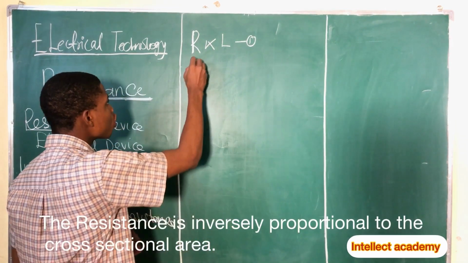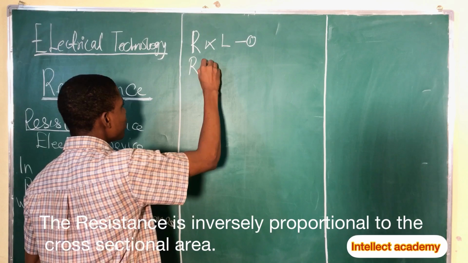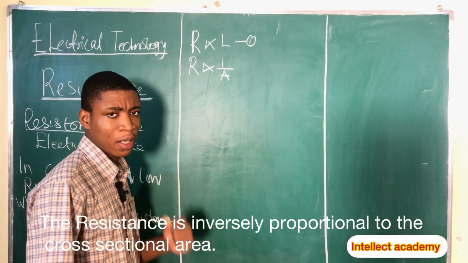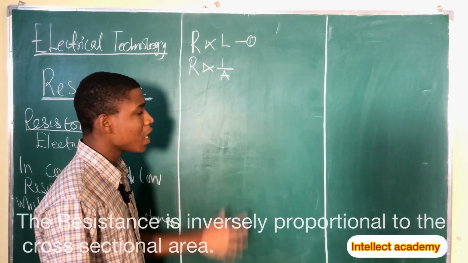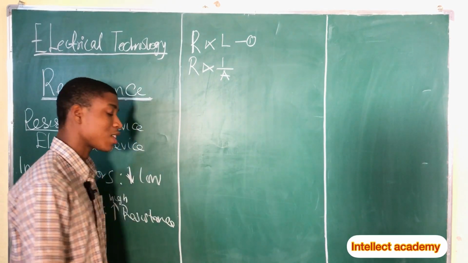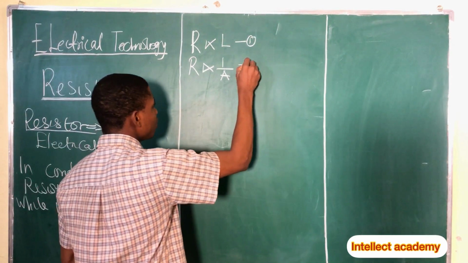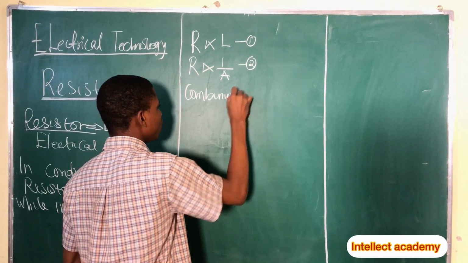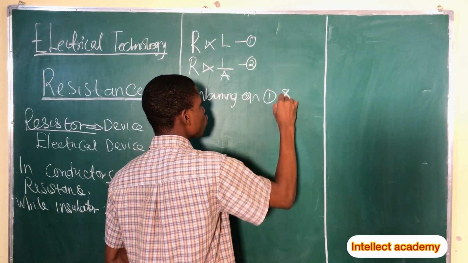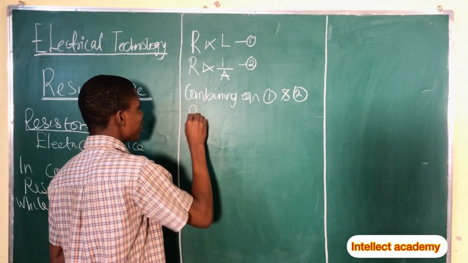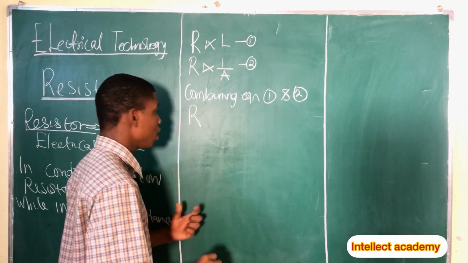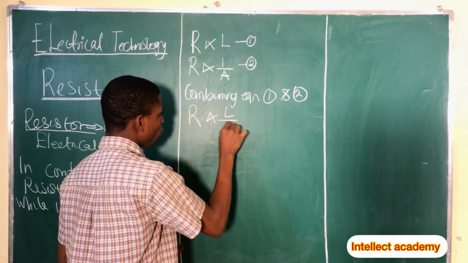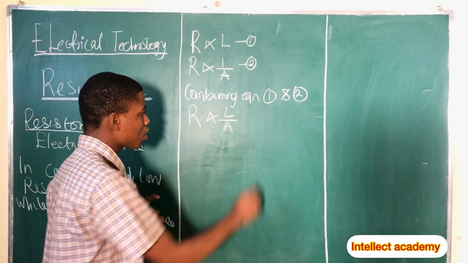Now, you should also know that the resistance is inversely proportional to what? The area, also known as the cross-sectional area. This area is the area of the material, or in this sense, a conductor. So this is equation 2. Combining equation 1 and 2, we have that the resistance is directly proportional to the length and inversely proportional to what? The area. Now let's call this equation 3.